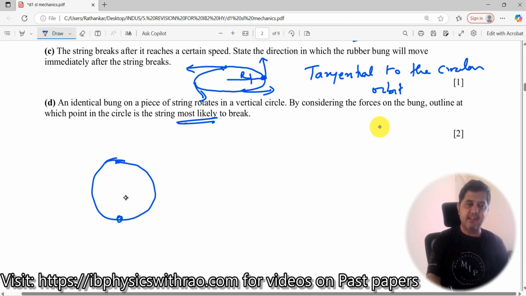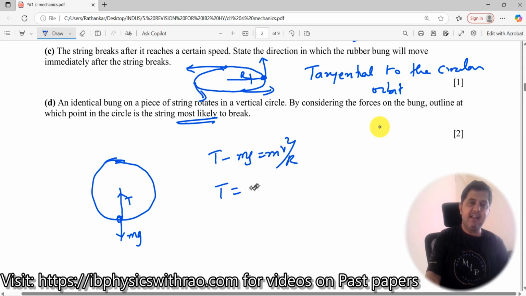Why is it at this point? Because tension is maximum here, right? So there is an mg. If you want to know the diagram here, or the equation behind it, you can write like this. P is acting like this, mg is acting like this, and mv square by r will always act towards the center. I can now write P minus mg is equal to mv square by r. P is equal to mg plus mv square by r. So this value of tension is maximum only at this point. The rest of the points have lesser tension.